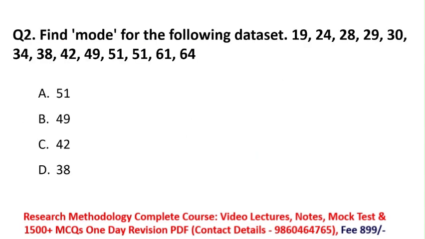Next, find mode for the following data set. So what is your data set? 19, 24, 28, 29, 30, 34, 38, 42, 49, 51, 51, 61 and 64. For solving this question, you should know the meaning of mode, because what they are asking here is to find mode. So what is mode?